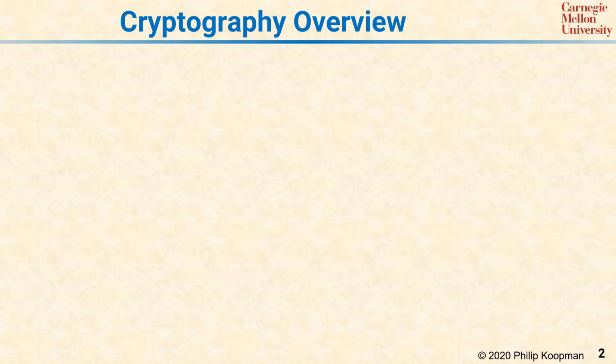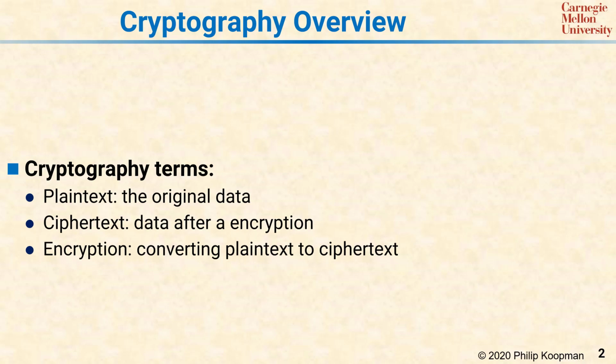At the very highest level, the general idea of cryptography is to keep a secret by scrambling the information. More specifically, there's some original piece of data called the plaintext that is then run through an encryption algorithm. So encryption converts the plaintext into ciphertext, where ciphertext is the data after the encryption occurs. The point of performing the encryption is that no one except the intended recipient is able to take the ciphertext and convert it back to plaintext to be able to read it.